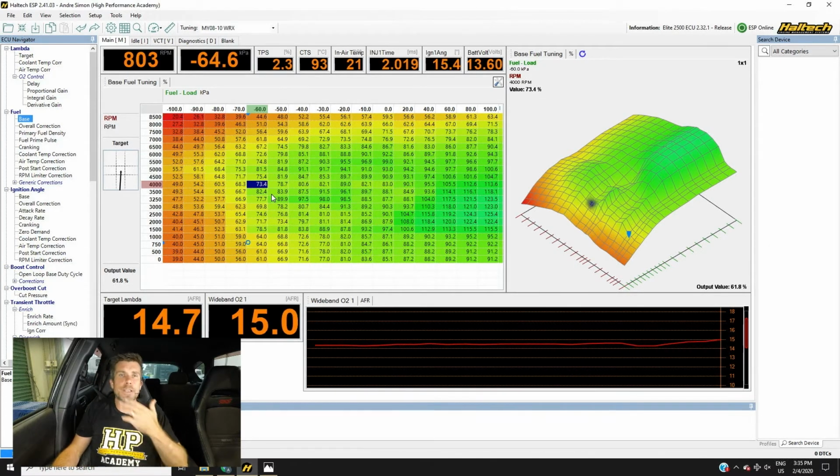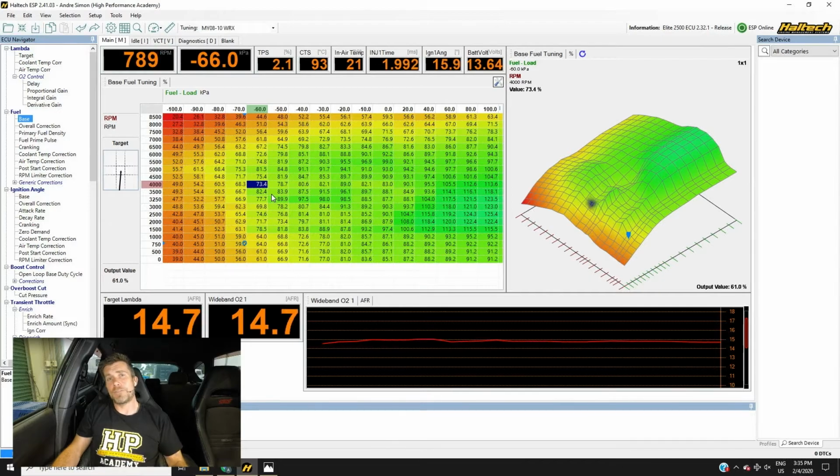So if you don't have this right, you get into a situation where you're chasing your tail. You might have a lean hesitation on tip-in, and you're trying to fix this with your acceleration enrichment, but the real problem is that you might have a lean hole in your fuel map, and in order to combat that, you've got to overcompensate with the acceleration enrichment. Then you get to an area where your fuel table is actually right, and now your acceleration enrichment is overkill, and you're all of a sudden too rich.